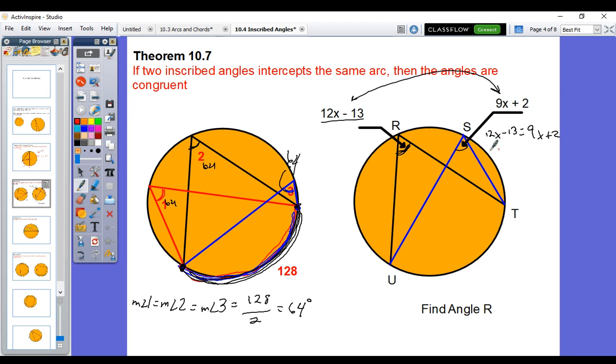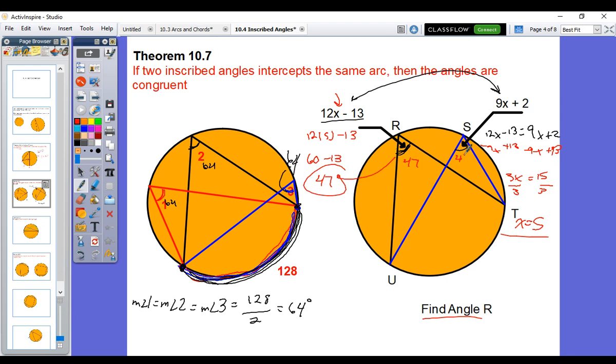So let's solve for x. We'll subtract 9x from both sides and add 13 to both sides. So 12 minus 9 gives us 3x. 2 plus 13 equals 15. Divided by 3, you get x equals 5. But that's not the answer. The question is to find the measurement of angle R. So we're going to plug that 5 back in here. We get 12 times 5 minus 13. 12 times 5 gives us 60. Minus 13 gives us 47 degrees. So angle R is 47, and so is angle S, 47 degrees.